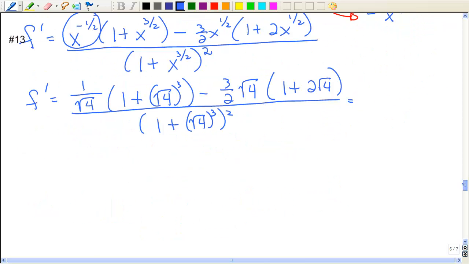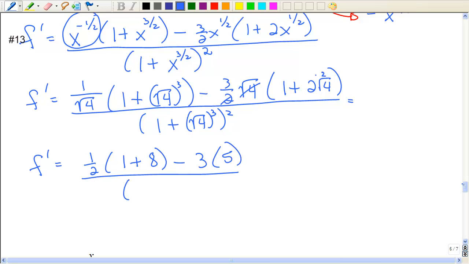Okay, so what have I got here? Square root of 4 is 2, cubed is 8. Square root of 4 is 2, so those would cancel. Square root of 4 is 2 times 2 is 4, plus 1 is 5. Again, 1 plus 8 squared.